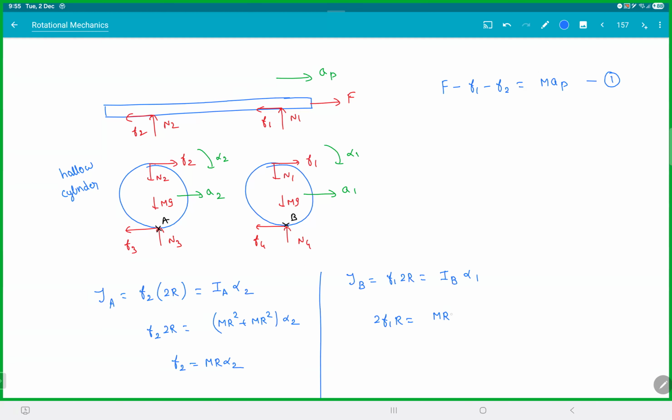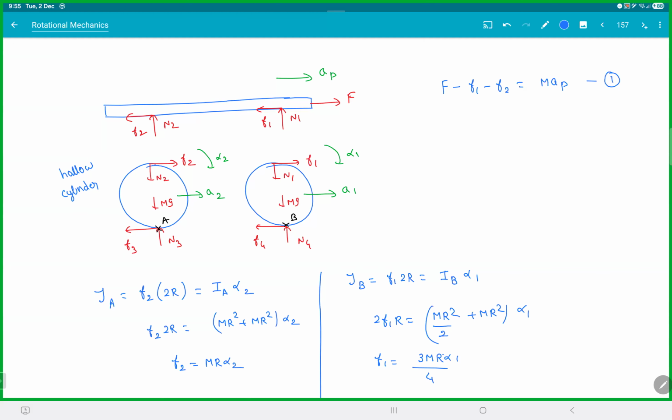Now this will be solid cylinder. So this is mr square by 2 plus mr square, parallel axis theorem. So this will be 3mr square by 2. So 3mr alpha 1 by 4. That's your F1. Great. Then what about the no slipping condition?